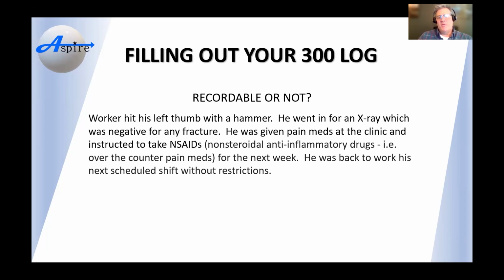Worker hit his thumb with a hammer. He went in for an X-ray, which was negative for any fracture, so he did not fracture his bones. He was given pain meds at the clinic and instructed to take NSAIDs, which are non-steroidal anti-inflammatory drugs like naproxen, Aleve, ibuprofen, etc. Over-the-counter pain meds for the next week. He's back to work his next scheduled shift without restrictions. Yes or no?